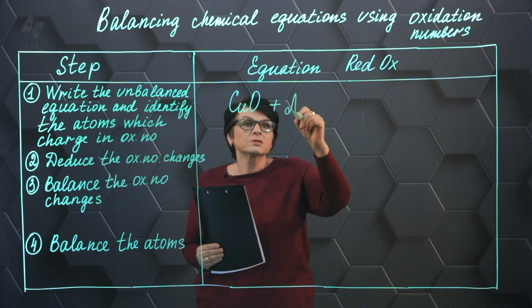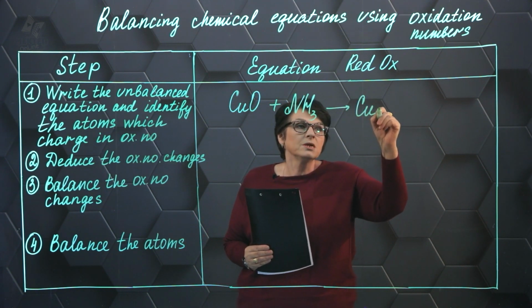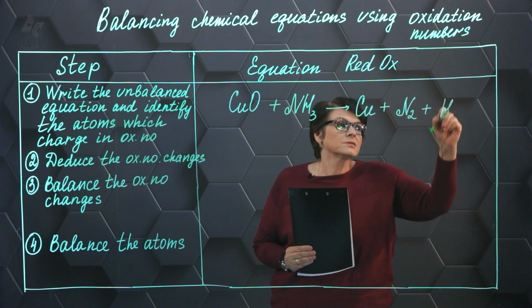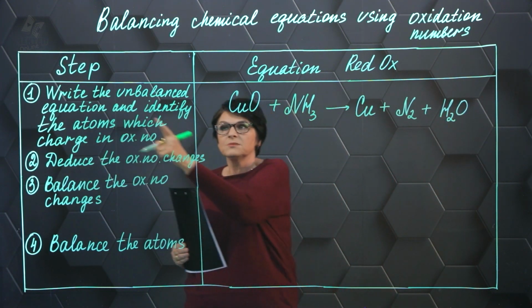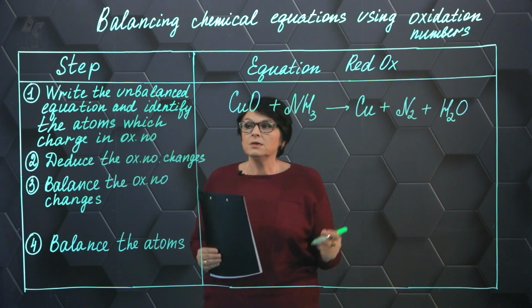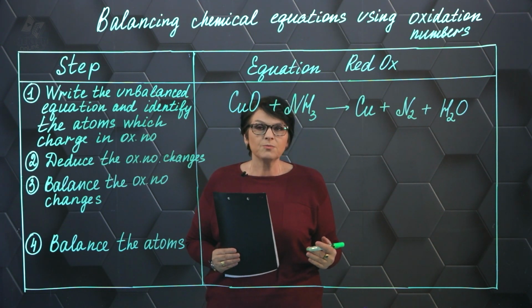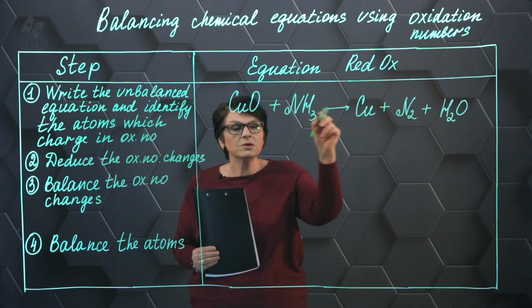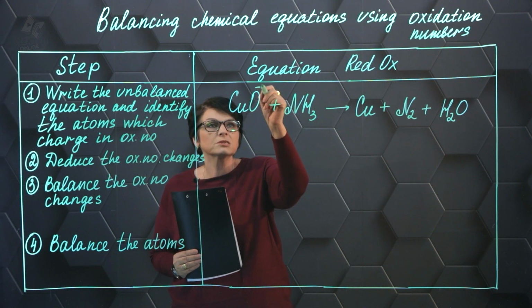Cuprum O plus ammonia NH3. You get copper, nitrogen, and water is released. So, I have done the first step, written down the equation which is not equated yet, and in this connection we need to do the second part of this step, namely to put the oxidation degree of each element in the proposed scheme. So in cuprum O we start with oxygen -2 and hence copper has +2.